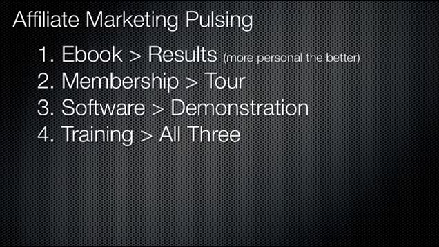So with training, you may do all 3. With ebooks, it's primarily results. Memberships, results and tours. Software is results, tour, and demonstration. And then training would be all 3 as well.